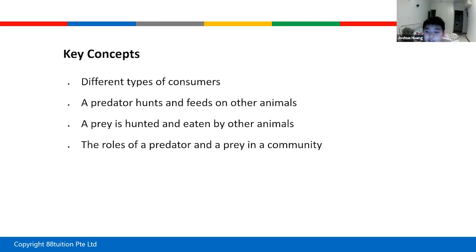So if there's no predators, the prey will be overpopulated and then they will have to compete for food. Yeah, correct. Very good. Okay, so it will cause an imbalance in the food chain or food web.